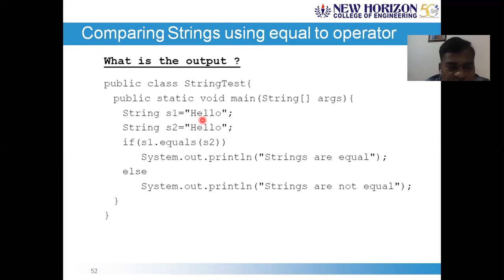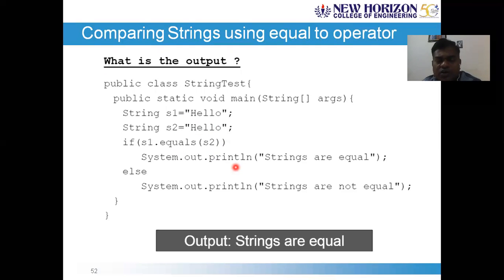H and H you compare, E and E, L and L, L and L, O and O. If all the characters of string 1 match all the characters of string 2, then it returns true, and the output of this program is that the strings are equal. What happens if instead of a lowercase e we have an uppercase E? Then the outcome will be that the strings are not the same.